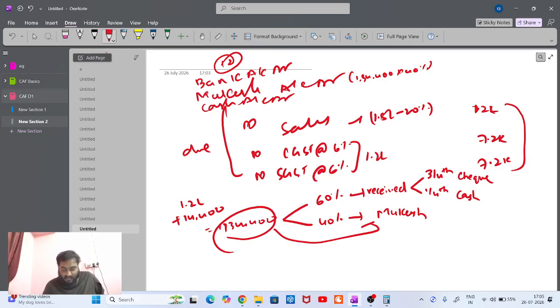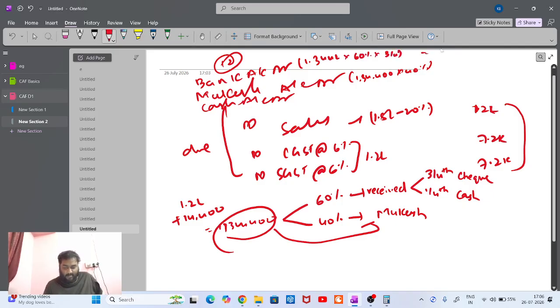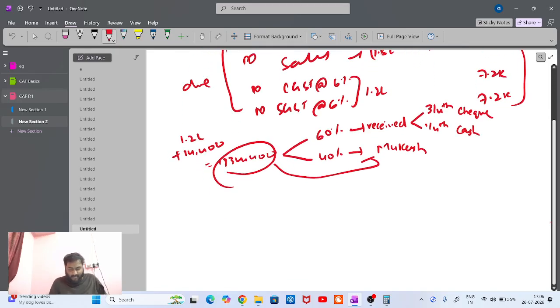Bank account is 1.344 lakh into 60% into 3/4. I will just write the amount. Okay, I will explain again. Out of 1,34,400, they said 60% and 44. Somehow there is one bifurcation, right? Let's read again.